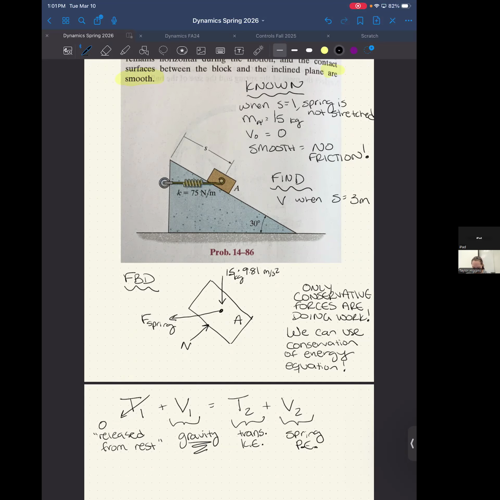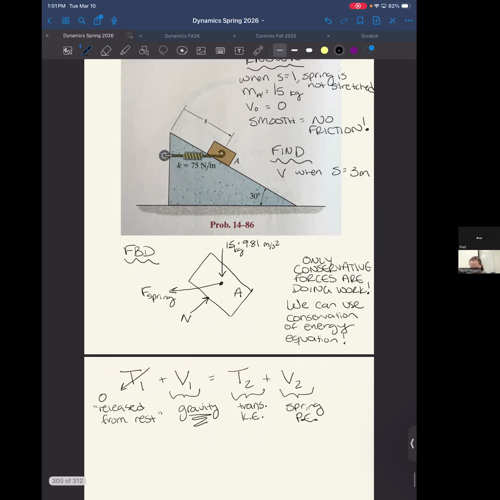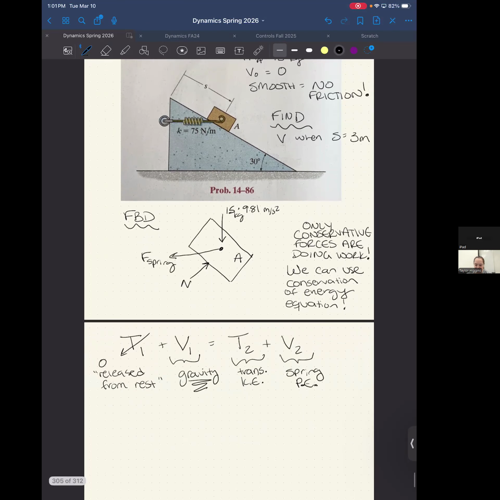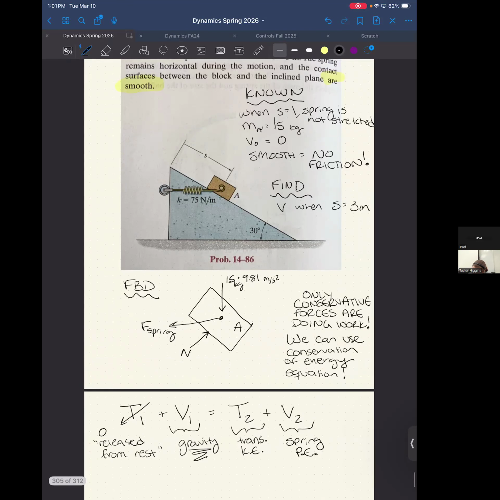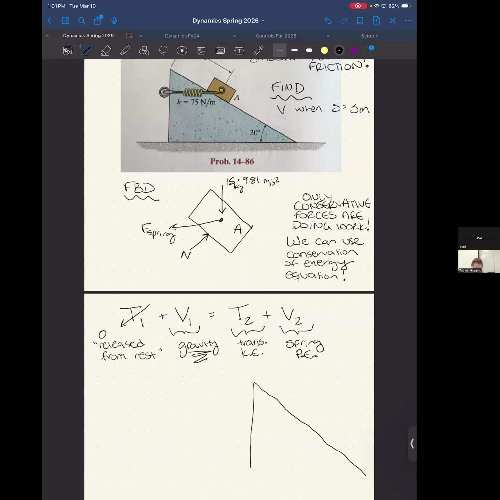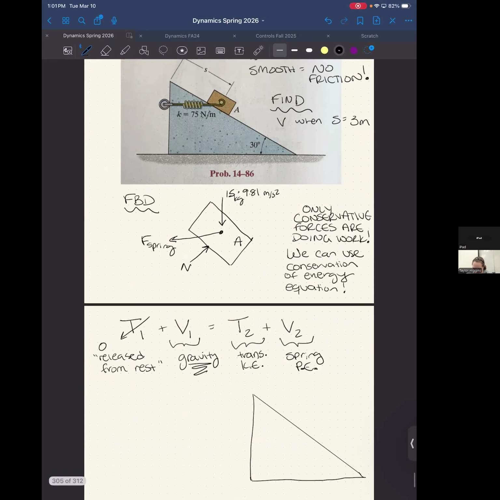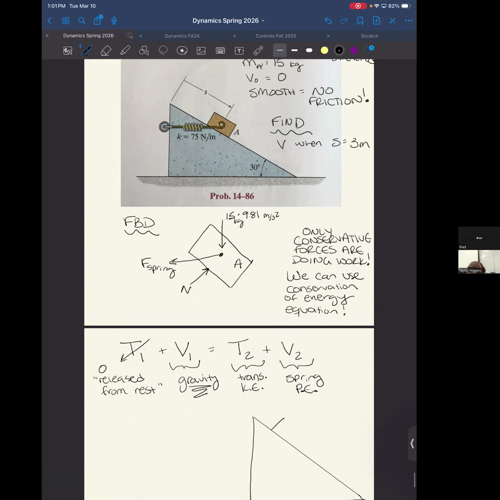Okay. Let's try to fill out some of these details. We'll probably need to draw a really nice picture of the two positions of this block. Oh, that was terrible. So I'm gonna draw maybe A up at the top here.